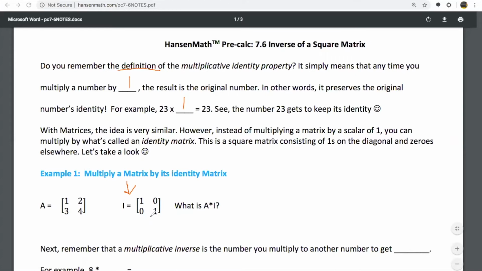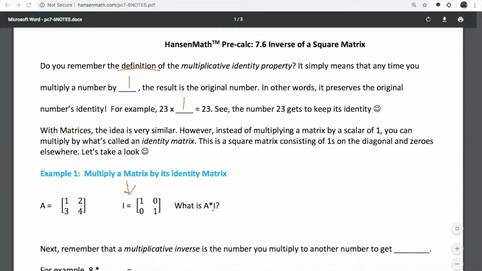So what we'll do is the following. We'll take matrix A, for which I arbitrarily picked values for the 4 elements of this 2 by 2 matrix: 1, 2, 3, 4. And we're going to multiply by what's called the identity matrix: 1, 0, 0, 1. And we're going to find out what matrix A times the identity is.